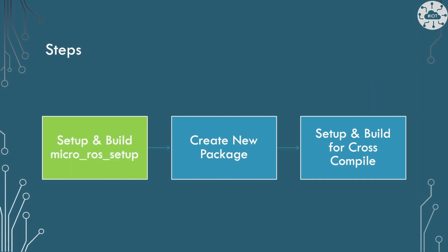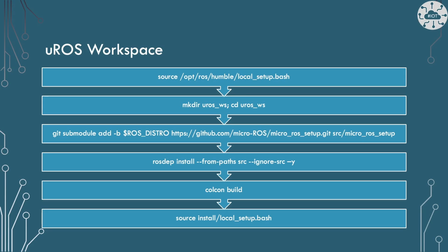Let's start by setting up the ROS workspace and the Micro ROS setup project. The first step is to create our workspace for the Micro ROS. We need to be using a specific version of ROS, and I'm going to use Humble, then a folder in my project called Micro ROS Workspace. I'm going to add a submodule to this workspace of Micro ROS Setup. This contains the build system for the Micro ROS library.